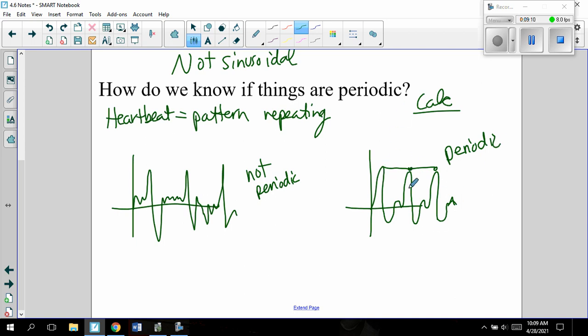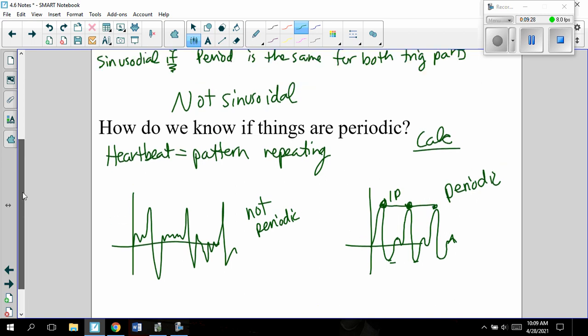And again, if we're looking for the period, one period would be from here to here, or you could find it from there to there. You could find it from a min to a min, or this little max to the little max. There needs to be some type of repetition.